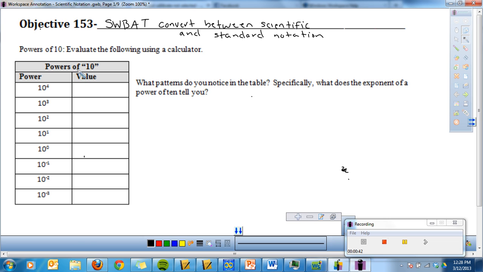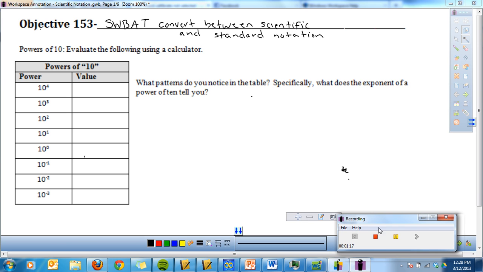So the first thing that I want you to do is go ahead and pause the video, and I want you to figure out what all of these different exponents are going to equal. 10 to the fourth, 10 to the third. So go ahead and pause the video. When you're ready, press play, and you can see the answer. Okay, so double check that you have the exponents evaluated correctly.